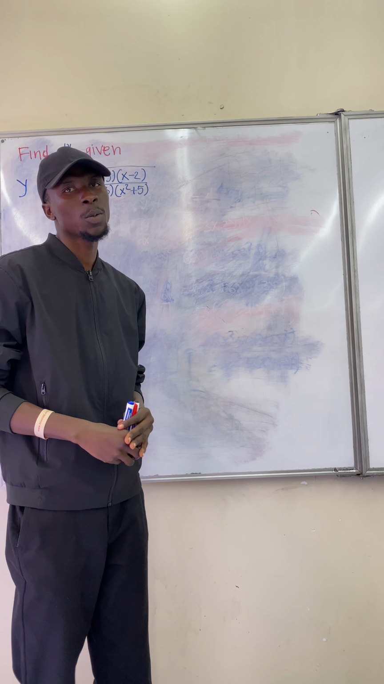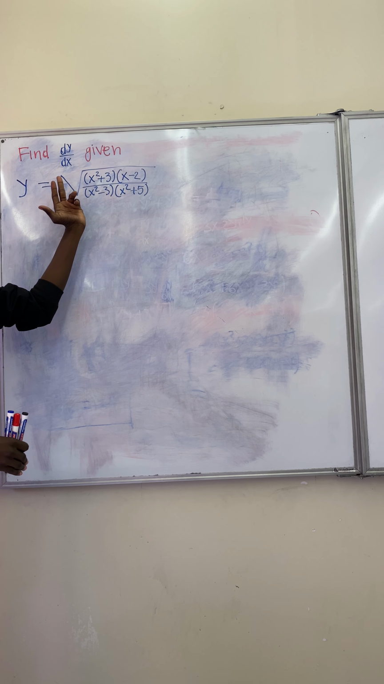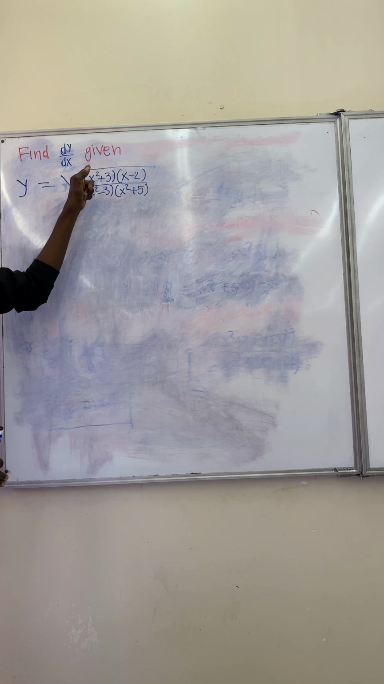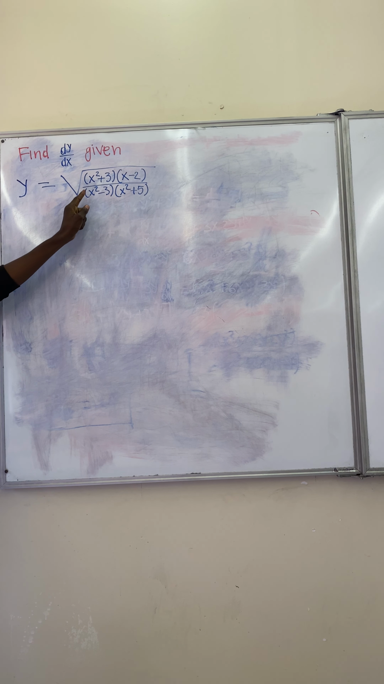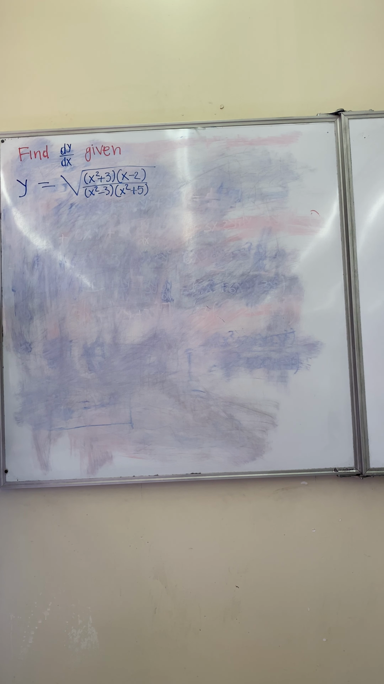Today, as you can see, the question is to find dy/dx given y is the square root of (x squared plus 3)(x minus 2) over (x squared minus 3)(x squared plus 5). So guys, how can you approach this question?